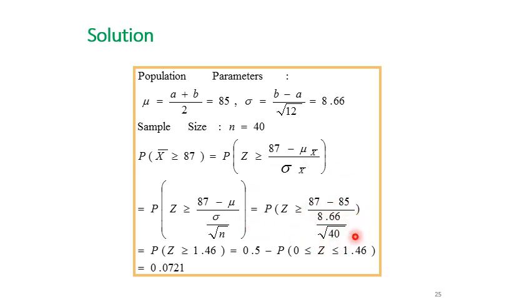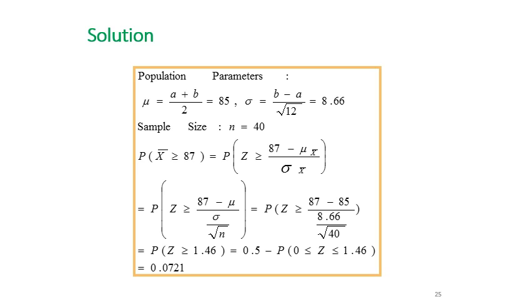So in this step, we converted the x bar to z by subtracting the mean of x bar, which is exactly the same as the mean of x, and dividing by the standard deviation of x bar, which is equal to the standard deviation of x divided by the square root of the sample size. This will give me the probability that z is greater than or equal to 1.46. Okay, so let's try to graph this.